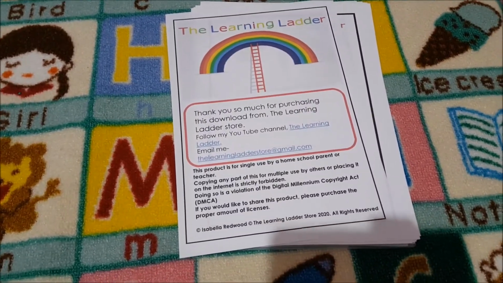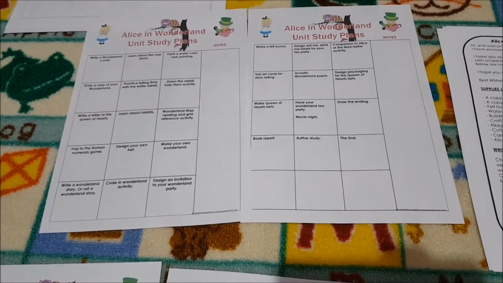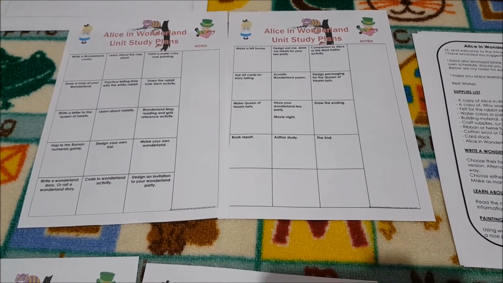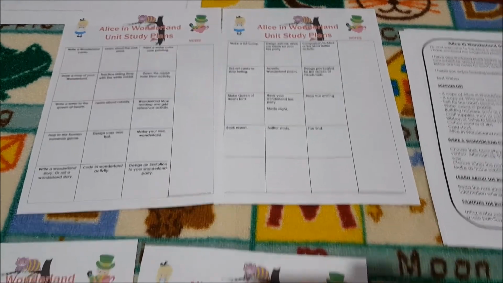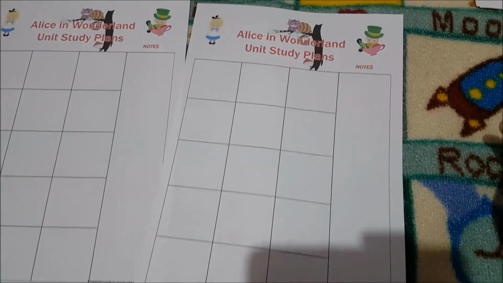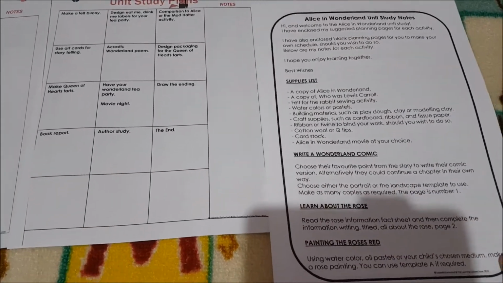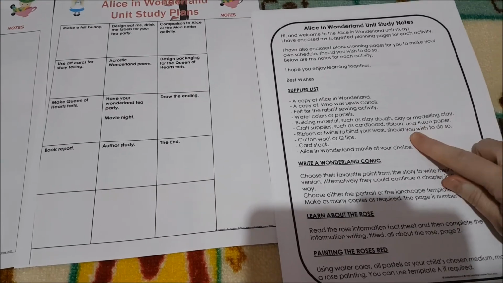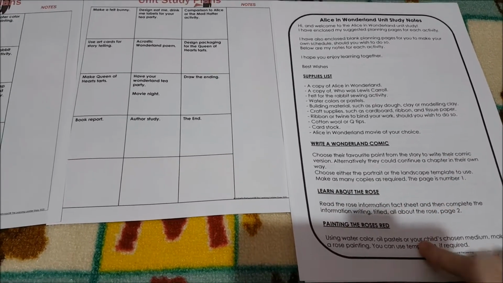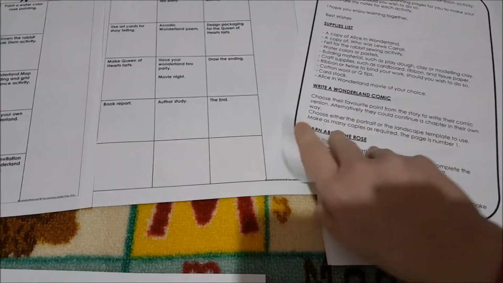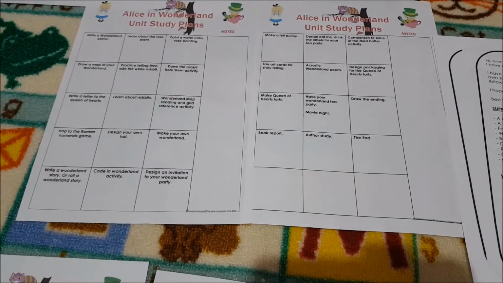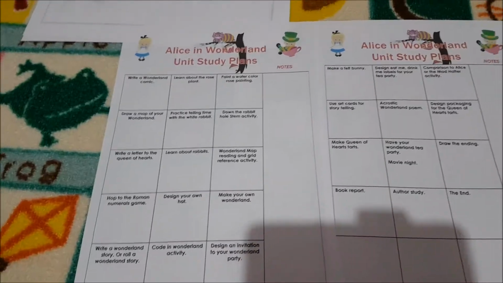Okay, now we'll take a look inside the unit study. The first thing you'll find are 2 unit study plan pages that are completed, but you'll also find 2 blank ones as well, so you can follow the schedule that I am, or you can make your own. You'll also find the unit study notes, and it's got all the supplies that you need, and then for each of the activities, some more information, my thought process, prompts, anything that you need to go along with each of the planned activity. So we'll take a look at the activities first.